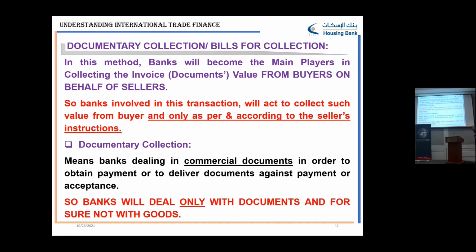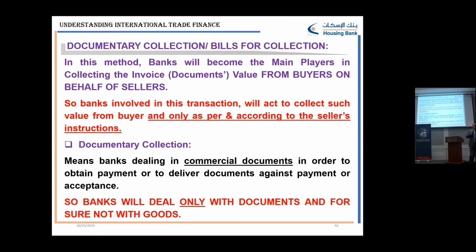Okay, now for the documentary collection, it is the third method under international trade. Bills for collection means the shipping documents are handled by banks on behalf of sellers. The banks take on the role of handling the shipping documents and presenting them to the importers. So in this case, the banks play the major role in this transaction, and they must follow the seller's instructions. The seller will deliver these documents to the remitting bank, which is the seller's bank.